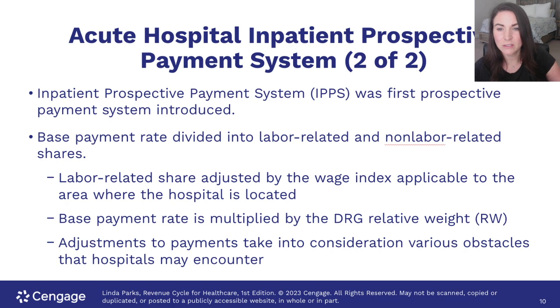They can make adjustments to the payments if the hospital encounters any obstacles, such as if the hospital treats a high percentage of patients with low incomes, then they can receive a percentage add-on payment applied to the DRG adjusted base payment rate. This specific add-on rate is known as the disproportionate share hospital adjustment. But they have others. So like if the hospital's an approved teaching hospital, it gets a medical education adjustment. And there's a few others.